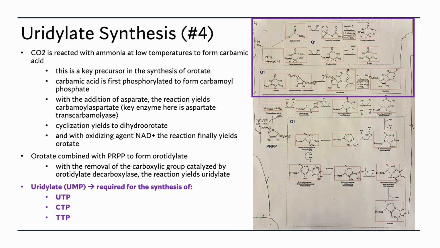At this stage, orotate combines with PRPP to form orotidylate. It does so through the removal of the carboxyl group catalyzed by orotidylate decarboxylase, which yields the desired uridylate. UMP is then required for the synthesis of UTP, CTP, and TTP, which I will talk about on the next slide.